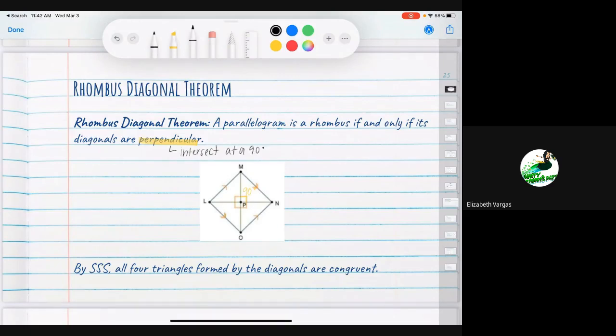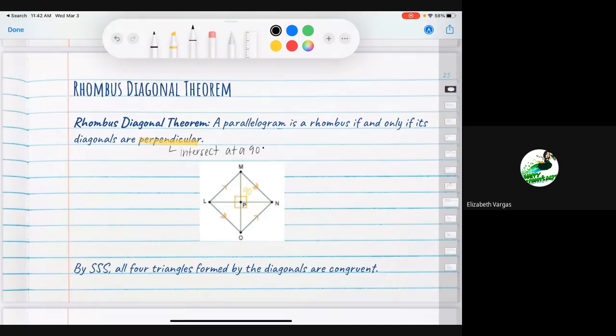If those diagonals do in fact intersect at 90-degree angles, then that is in fact a rhombus. Another unique thing about this theorem, which we'll get into on Friday, is that by the side theorem, all four triangles formed by the diagonals are congruent. As you can see, whenever the diagonals meet, they create different triangles, and basically what this is saying is that those four triangles would be congruent.